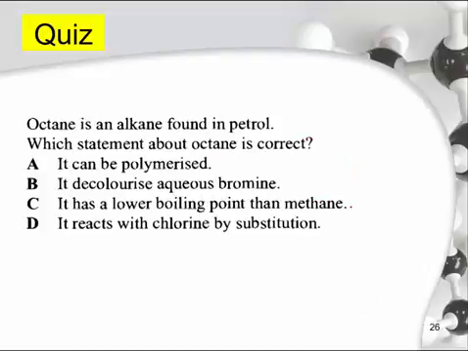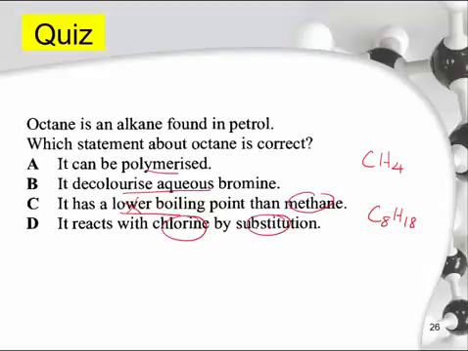Octane is an alkane found in petrol. Which statement about octane is correct? If you compare octane and methane, methane is CH4, oct is 8. Who has a lower boiling point? Obviously methane, so it's not lower. You have not learned about polymerization, you have not learned about decolorizing bromine, but you learned that it reacts with chlorine by substitution. So the answer is D, and you should know that.